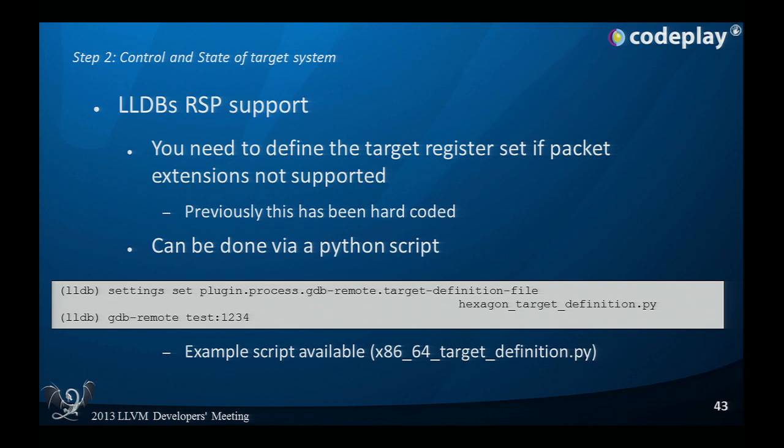And now there's a new thing that's been added just recently. I had to update the slides for this. So you can now do this via a Python script. You can just set this target definition file. It's just a Python file, and it can set your register set. It's fairly good. There's an example, the x86 one, and you can have a look at that.